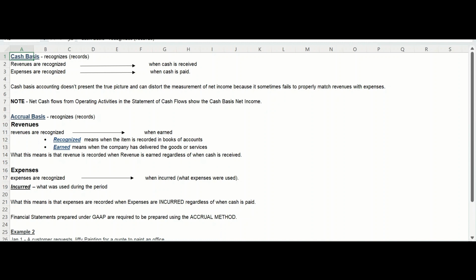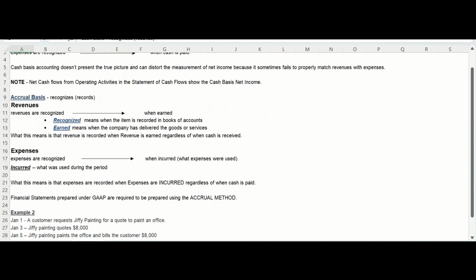Expenses under the accrual basis are recorded when incurred. So that means that the expenses are recorded in the books of accounting as expenses are used. What this means is that expenses are recorded in the books regardless of when the cash is paid. Financial statements are required to be prepared under the accrual basis method.